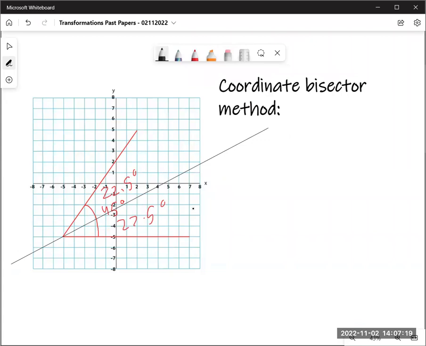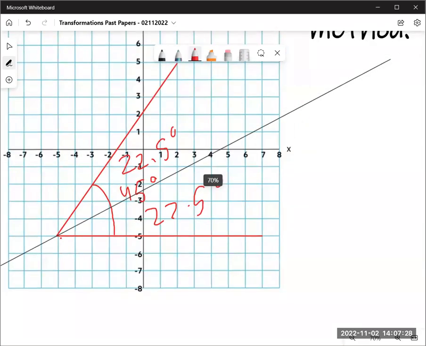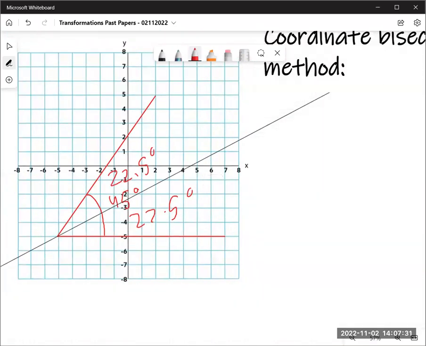Now how do we get this? Well, it's pretty easy. All you have to do is put your compass right here, okay? I'll show it to you, just a second.